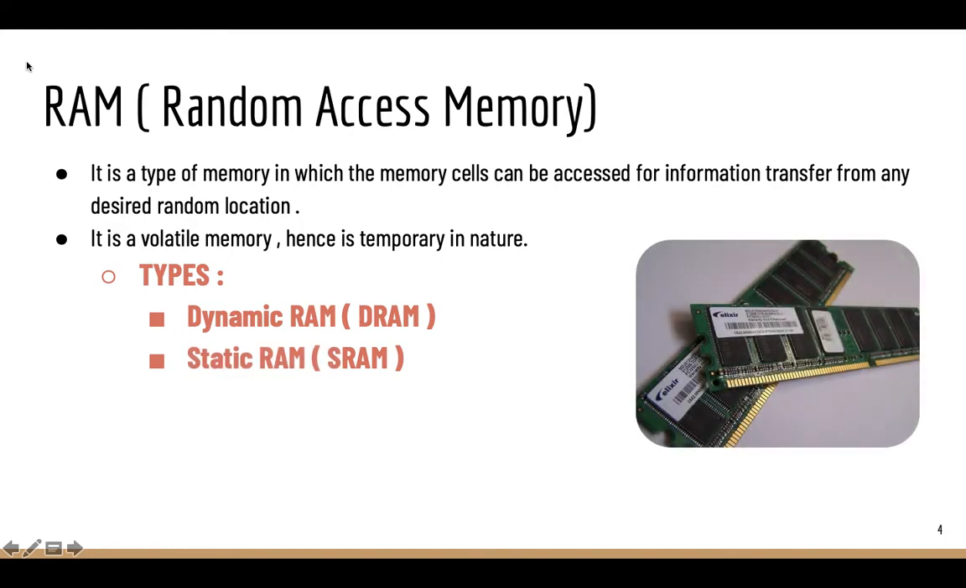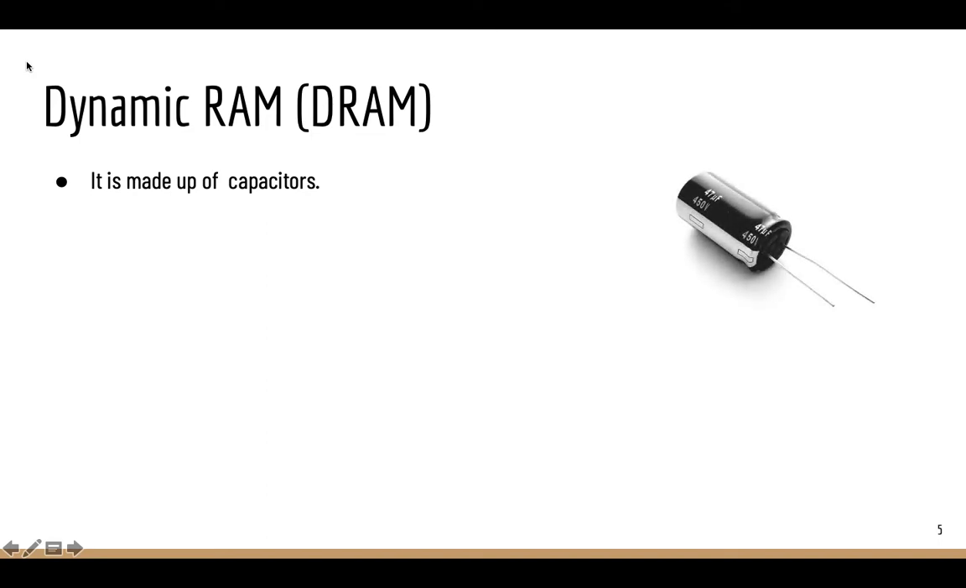This is how a typical RAM looks. Let's start with dynamic RAM, the shortened form of which is DRAM. Dynamic RAM is composed of capacitors. This is how a capacitor looks. If you open the motherboard of a computer, or just observe it, you will see these types of capacitors.